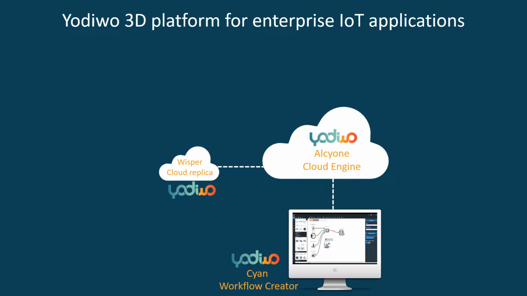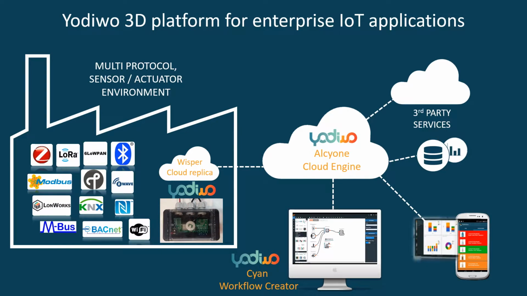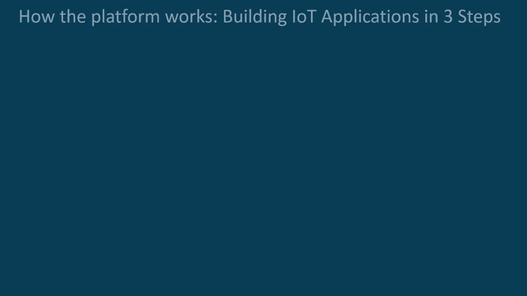Finally, we have Whisper. Whisper is our patented IoT gateway technology that is able to bridge heterogeneous edge network systems with our cloud platform and also execute locally part of or the entire workflow that we develop on Cyan. Let's see now how we can use the platform to develop IoT applications in three simple steps.